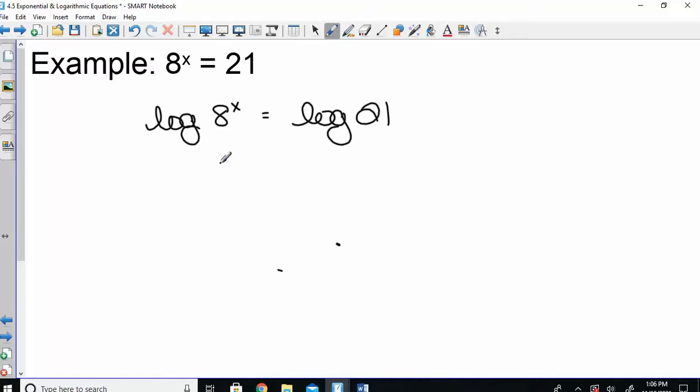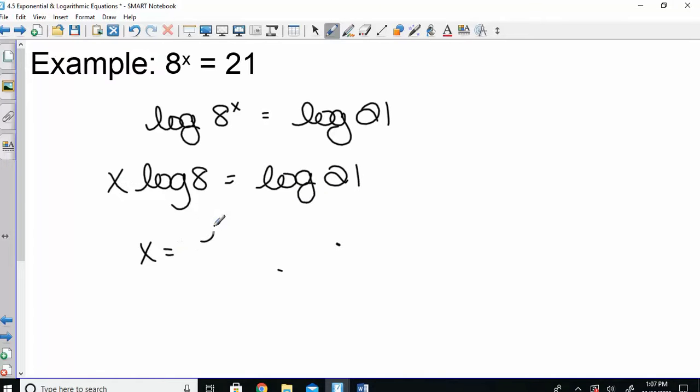Now, how does this benefit me? We can figure out what log 21 is. Think about properties of logs. What can we do with the x? It comes down to the front. So this is x times the log of 8 equals the log of 21. So now if you want x by itself, you would divide. That is the log 21 divided by the log of 8.